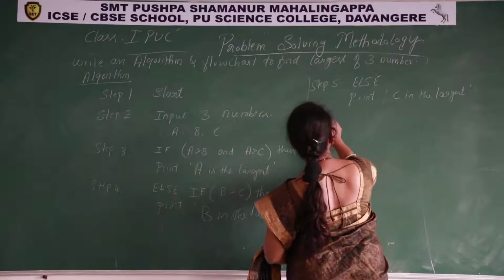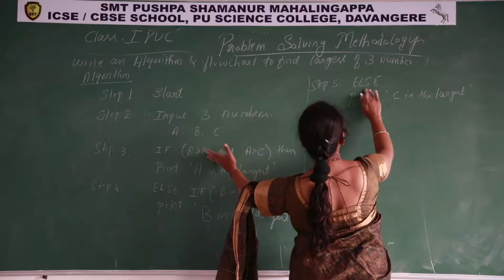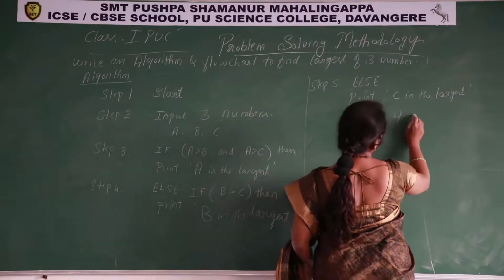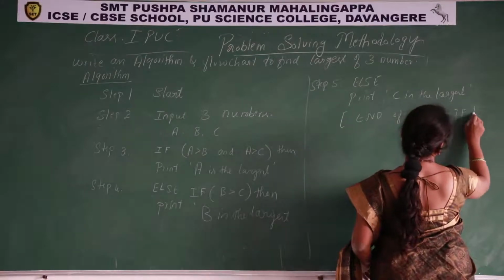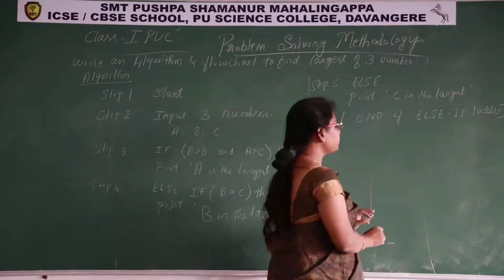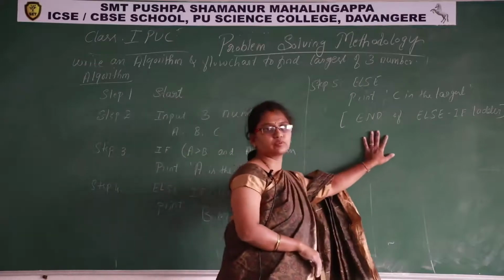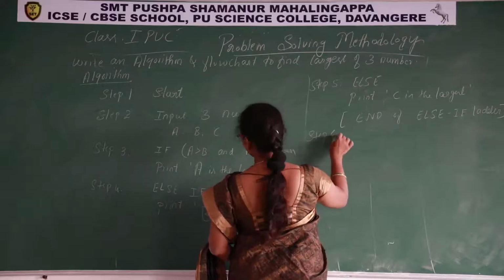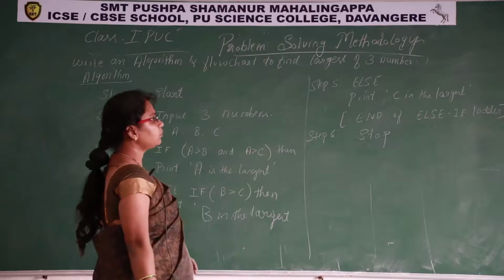Step 6, sorry, before that. From here to here, the else if ladder is over, so you have to write end of else if ladder. I told you to follow minimum formalities while writing an algorithm, no? These are the formalities you have to follow. Step 6, stop. This is the way of writing an algorithm.